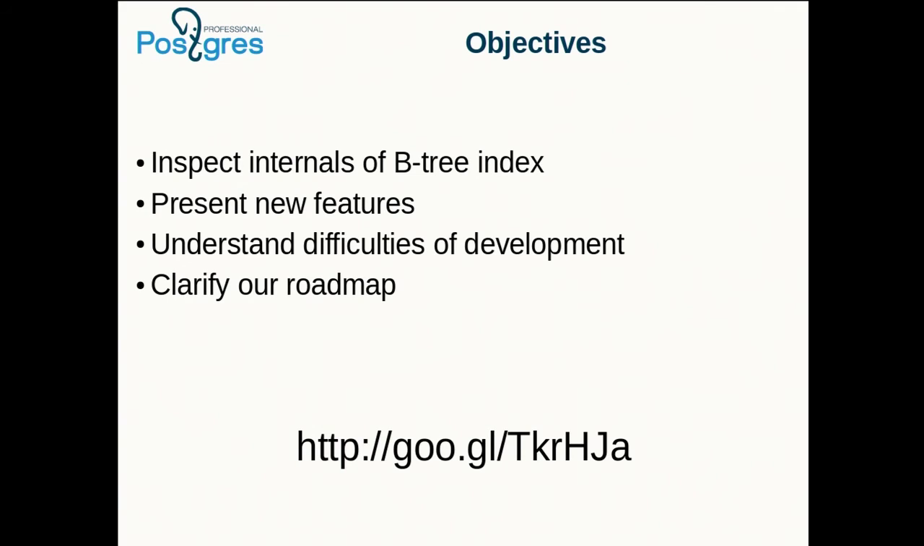Next, I'd like to discuss some difficulties of development. Of course, they're not specific only to B-tree indexes, but I think it's a question we should pay attention to. And at last, I hope that after this conference we will have a clearer vision of the future of B-tree indexes, of this roadmap, and we will not waste a lot of time just discussing it, but will spend our efforts on implementation and on improving things. You can find the same presentation on SlideShare by this link if it's more comfortable for you.